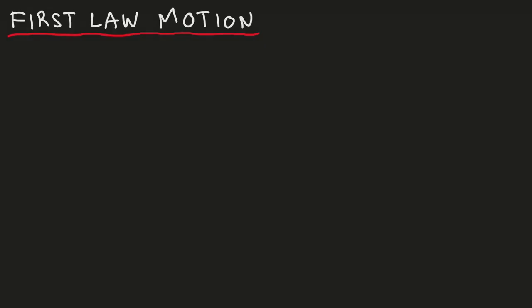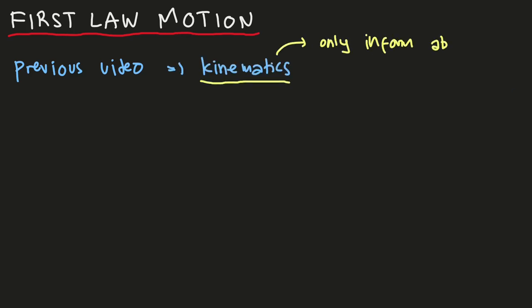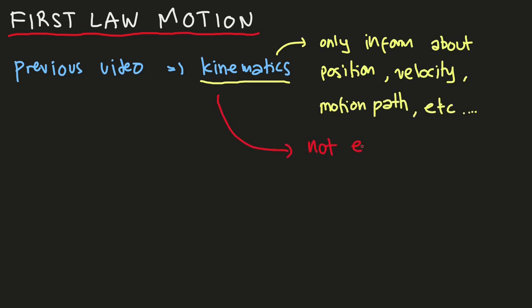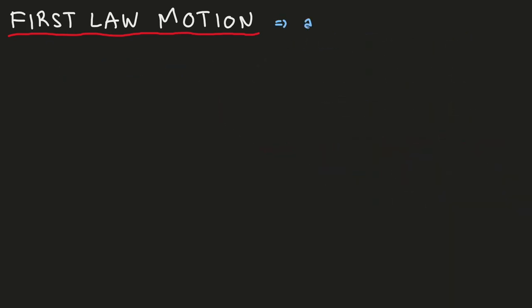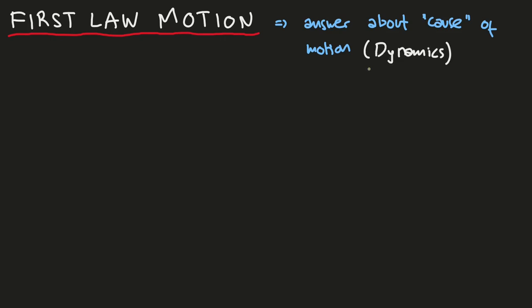Newton's first law of motion, or the first law of motion. In the previous video on kinematics, we only informed you about position, velocity, motion path, and so on, but not the cause of the motion; why it moves and how it moves is unclear. So by that problem, we need an answer, which is the law of motion, giving us an answer about the cause of motion, or in the future we call it dynamics.